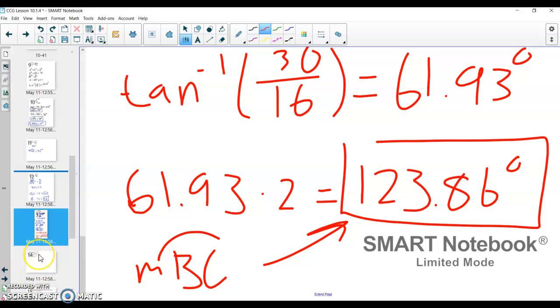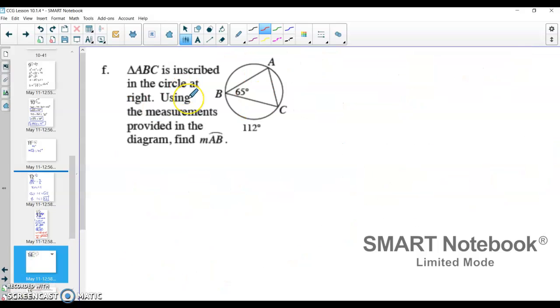All right, we'll move on to the last one. We have a triangle inscribed in a circle at the right. We need to figure out what the measure of AB is. Really not too bad, actually.